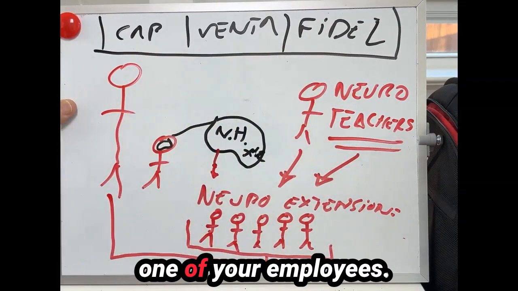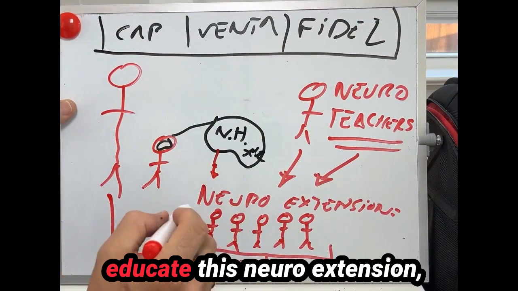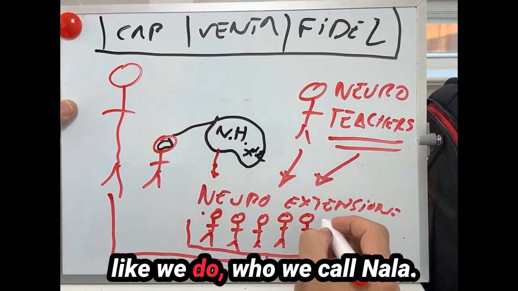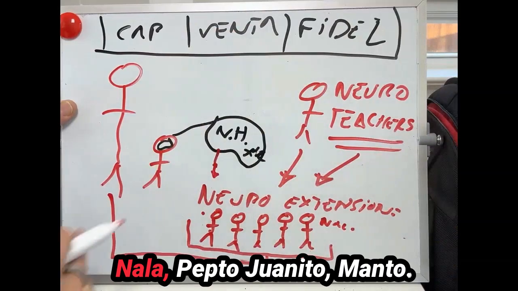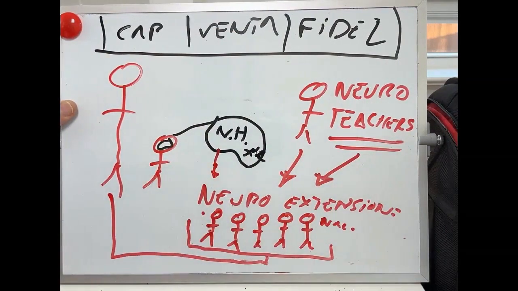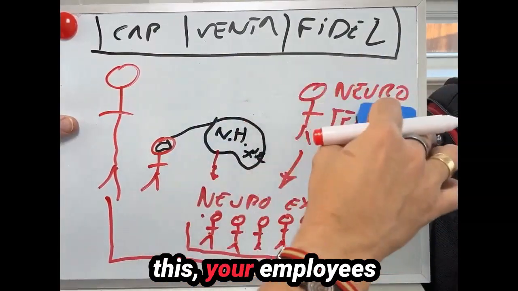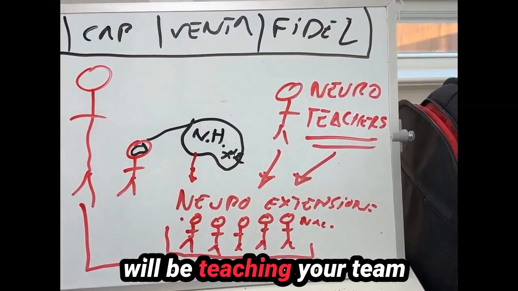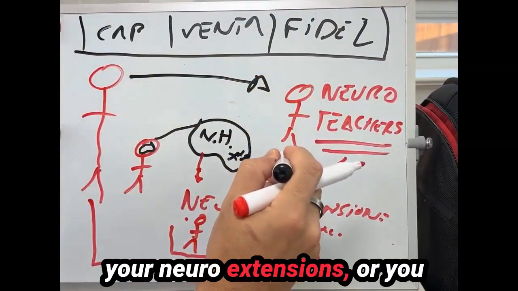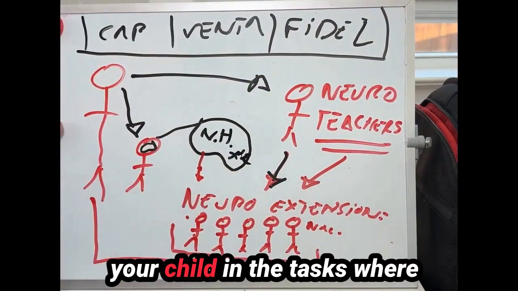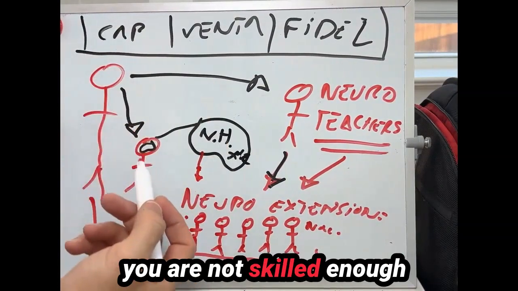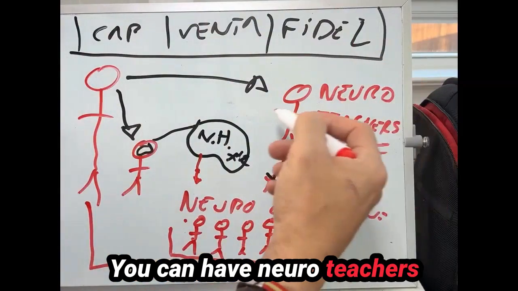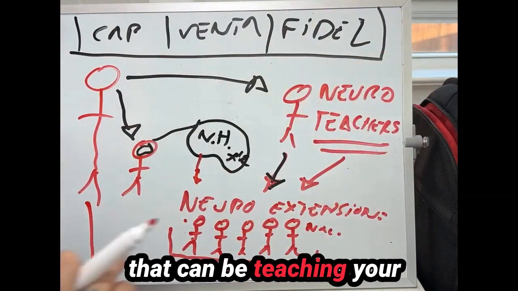You will be able to tell one of your employees that you want them to educate this neuro extension, which you can name however you like, or after your pet, like we do, whom we call Nala. Nala, Pepito, Juanito, Manolito. Now that you understand this, your employees or you yourself will be teaching your extensions. If you want to have a team, you will be teaching your team, and your team will be teaching your neuro extensions, or you yourself can be educating your child. In the tasks where you are not skilled enough to teach them, just as if you were sending your child to school, you can have neuro teachers who are like private tutors that can be teaching your company.